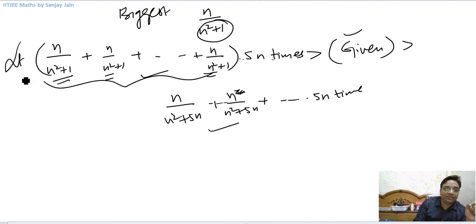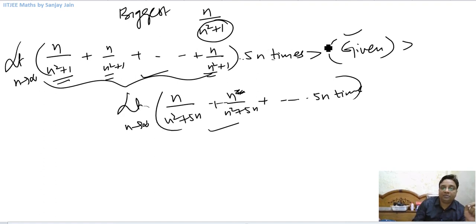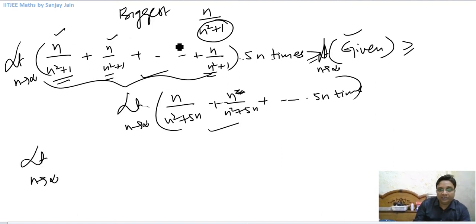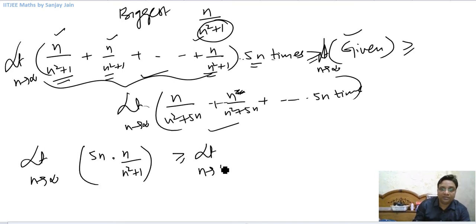Now if I apply limit n tends to infinity on both, and on the given expression also, then I'll have to convert these inequalities into greater than or equal to. Now let's club these terms. Limit n tends to infinity. How many terms are these? These are 5n terms. So I can write 5n into n over n square plus 1 is greater than or equal to the limit n tends to infinity of the given expression.